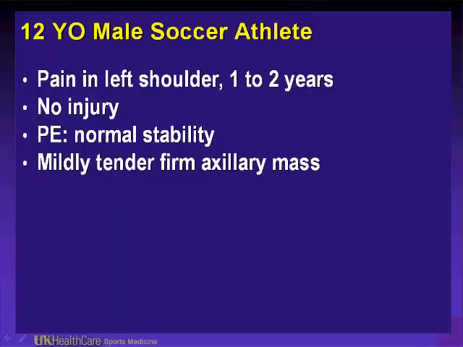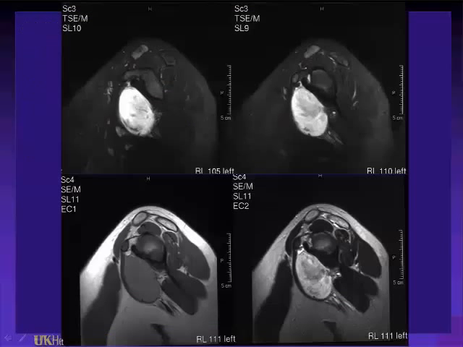He's right-handed. So plain x-rays were normal. These are his MR images. You can see this mass that we're feeling in his axilla is pretty big. It's anterior.